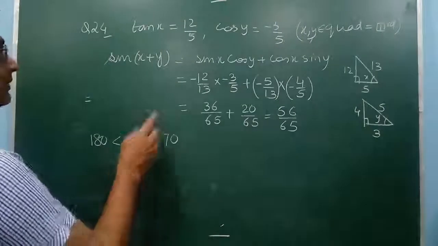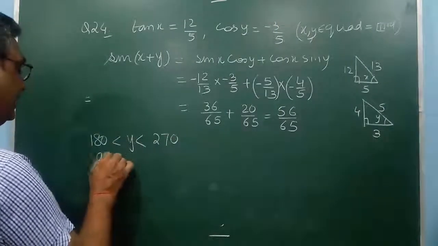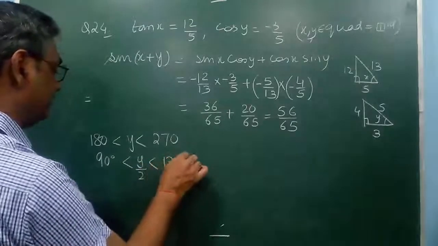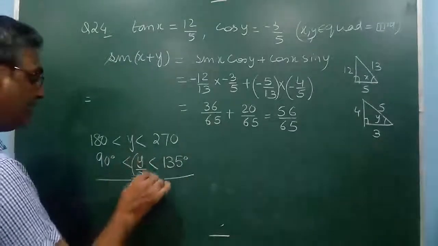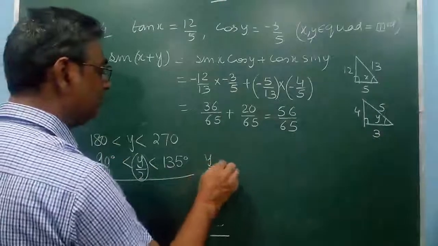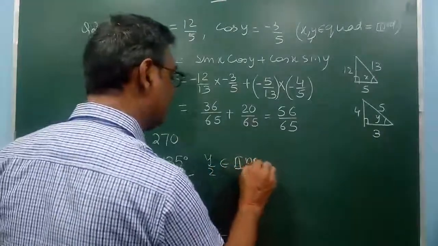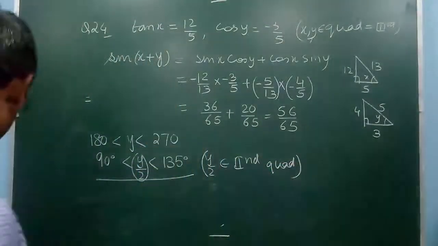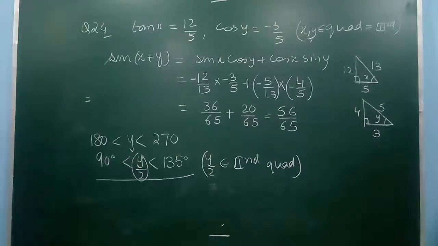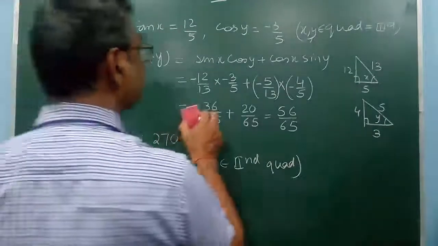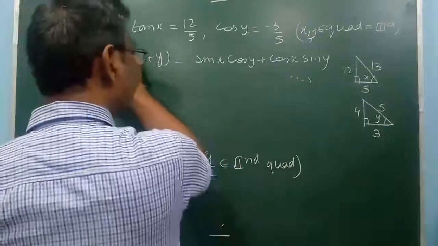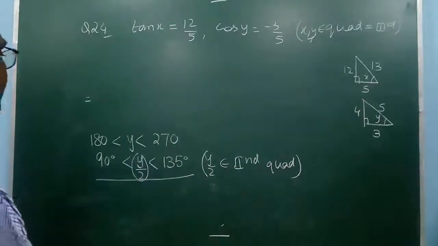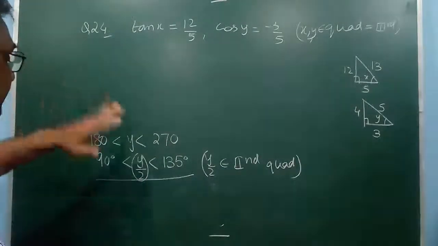Now we need y by 2. So 90 degree is less than y by 2 is less than 135 degree. Means in which quadrant does this y by 2 lie? So y by 2 belongs to which quadrant? Second quadrant. It belongs to second quadrant. And what we have to find? Cos y by 2.